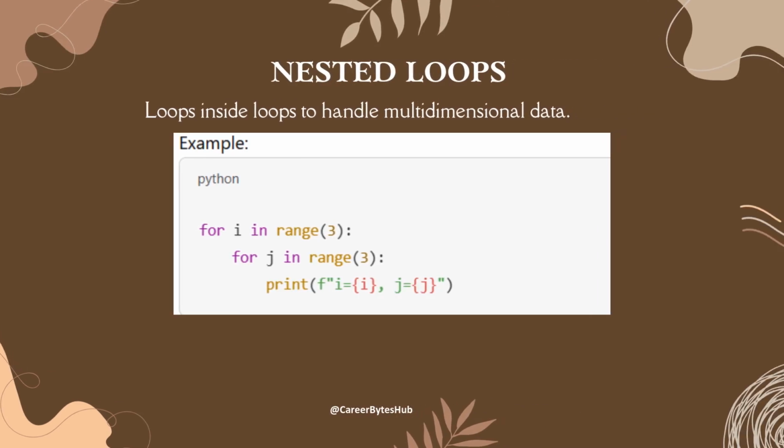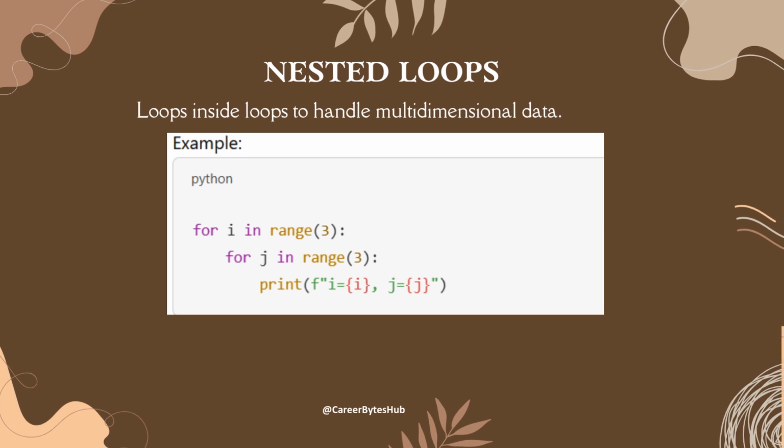You can use nested loops to work with multidimensional data or perform complex iterations. For example, a nested for loop can iterate over two variables, like i and j, to produce combinations of values.